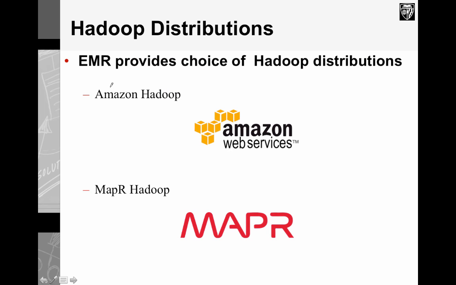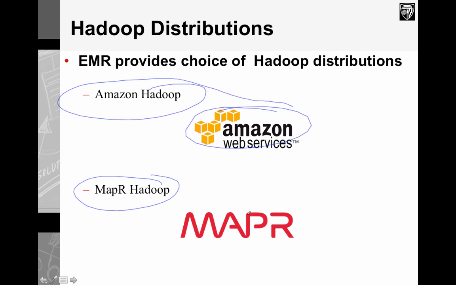In terms of Hadoop distributions, EMR provides a choice of a couple of Hadoop distributions. You can either choose the Amazon Hadoop, which is a Hadoop distribution that is coming from Amazon itself, or you can use the MapR Hadoop, which is a distribution that's coming from MapR. You can choose one of these two. All right, so let's look at the differences between these two distributions.